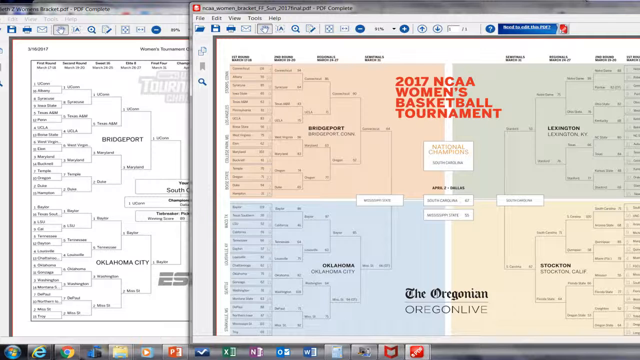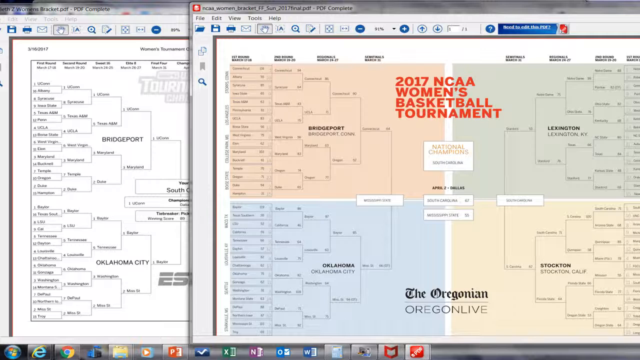She picked West Virginia, they won. She picked Maryland, Maryland won. She picked Temple. Uh-oh, Temple did not win, so she missed that one. She picked Duke, and Duke won. So she picked 7 out of 8 in that region.